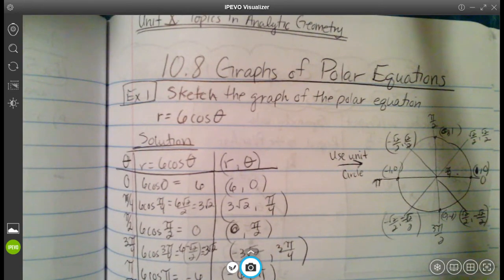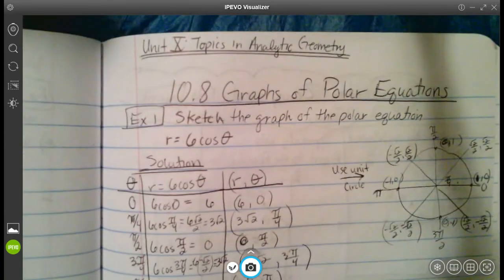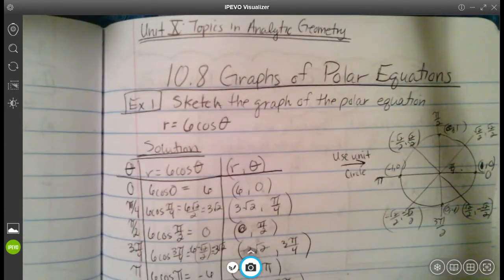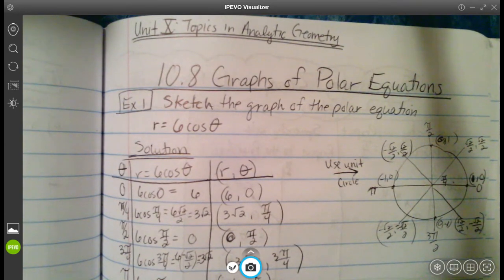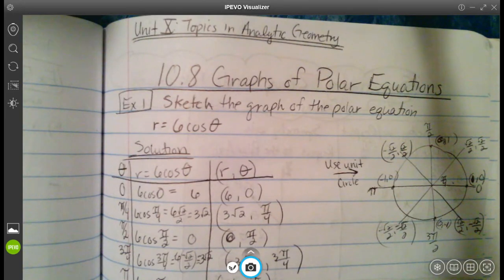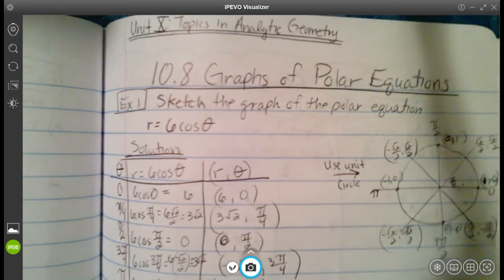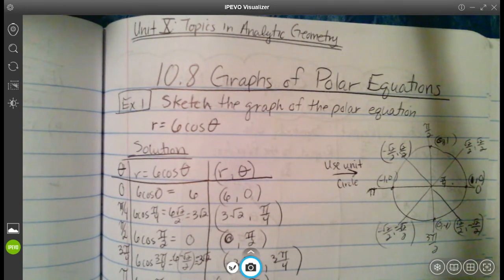In this video, we're going to cover section 10.8, graphs of polar equations, part of unit 10, topics in analytic geometry. A couple tips for this unit. You want to make sure that your graphs are as accurate as possible. If you do have graph paper, I recommend it, especially when you're doing your rings for the polar coordinates, simply because it can get a little crowded. I'll show you what I mean in just a bit.